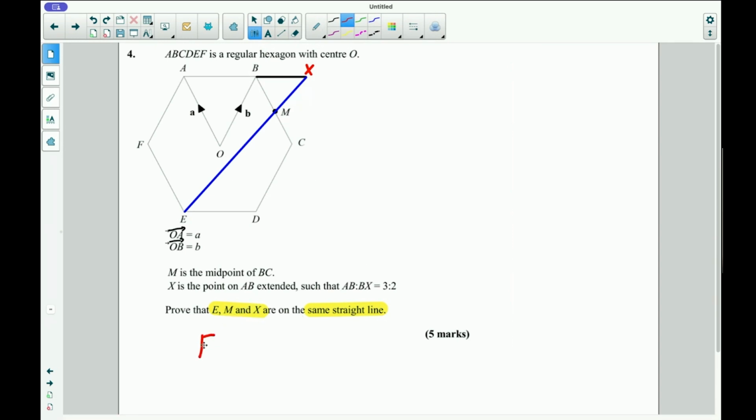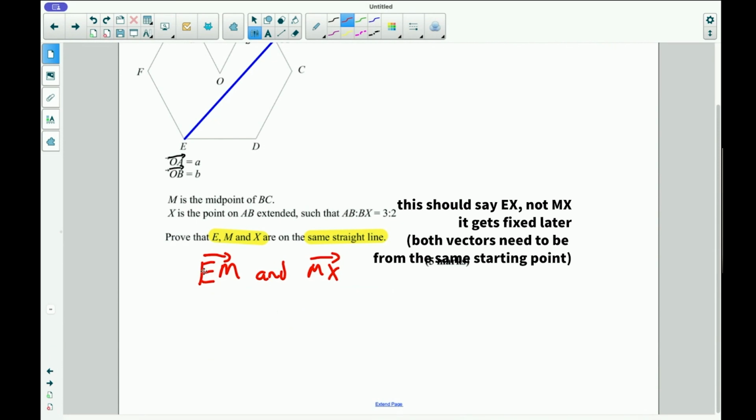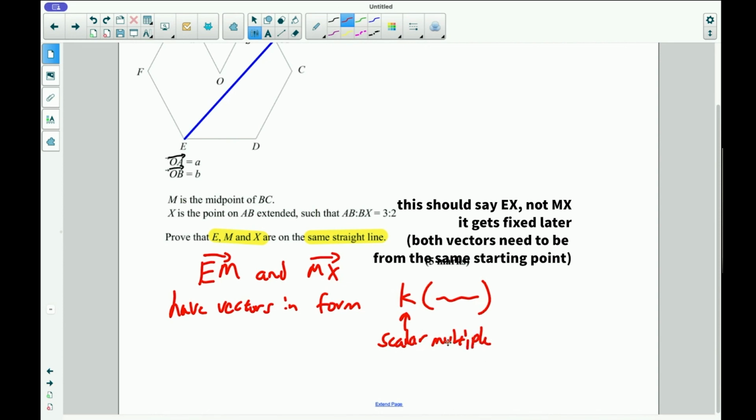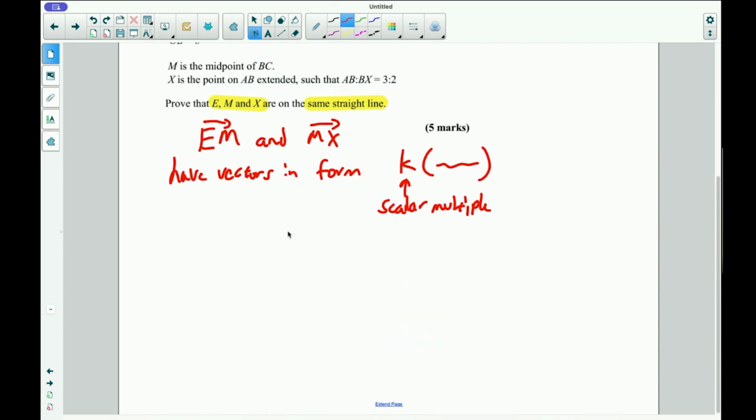So if this is true, E to M and M to X will have vectors in the form of K with something on the inside. And K is just going to be some sort of scalar multiple or a scalar constant. So it's just going to be some sort of number. It could be 2, it could be 1/2. So that's just going to be some sort of number on the outside times a vector. That's not the only part though. And they both have to pass through point M.